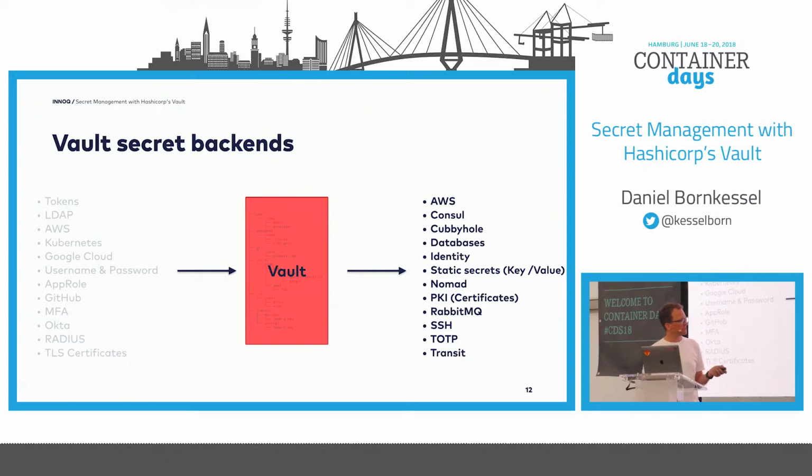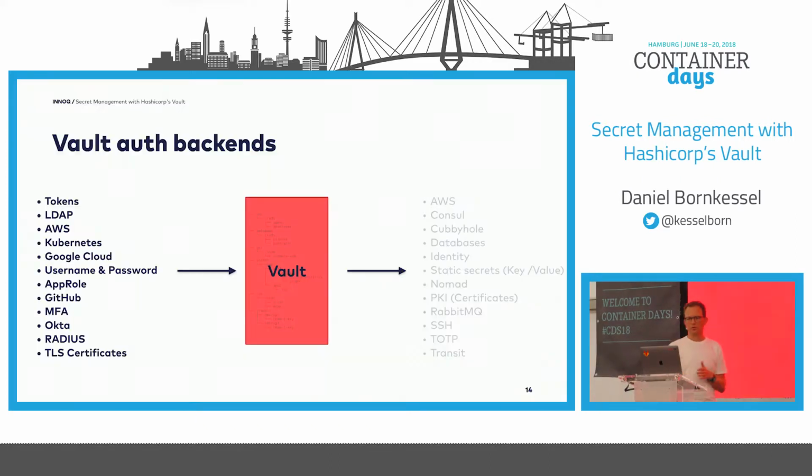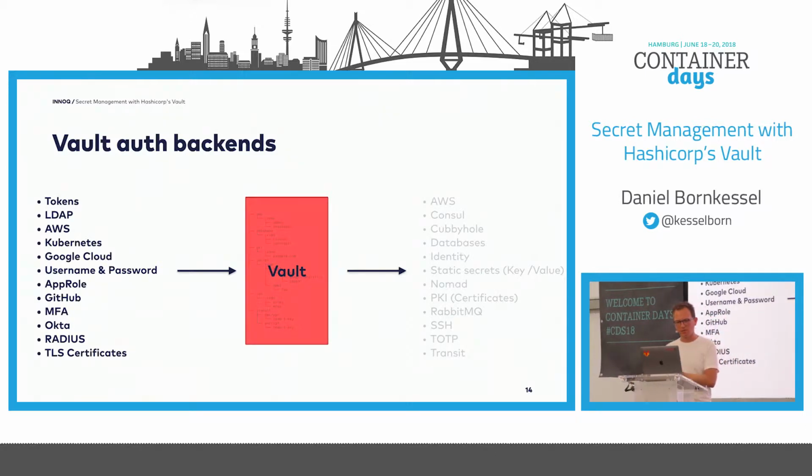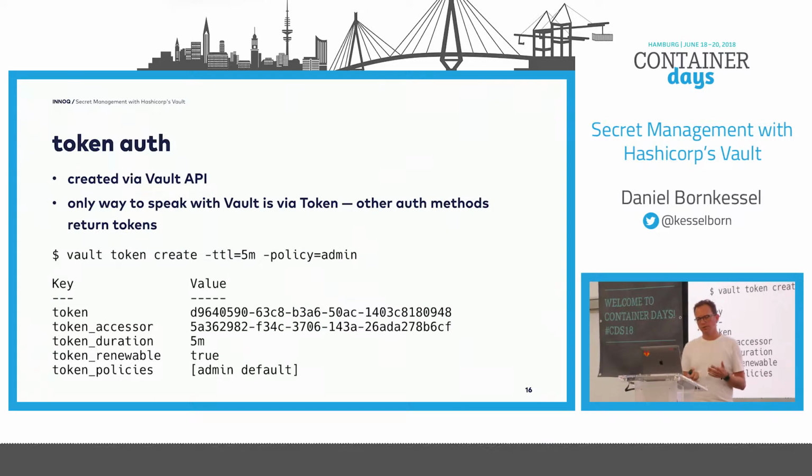And instead of just static secrets, Vault can actually create dynamic secrets, which is the most useful part of Vault. So we'll first talk about the auth backends, the ways users or apps can authenticate with Vault. The first and most basic authentication is just a token.